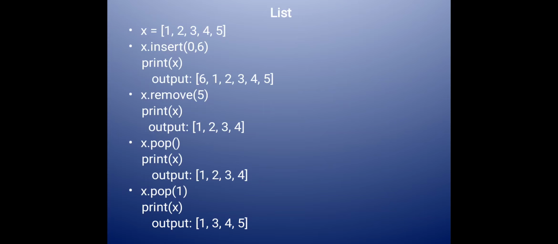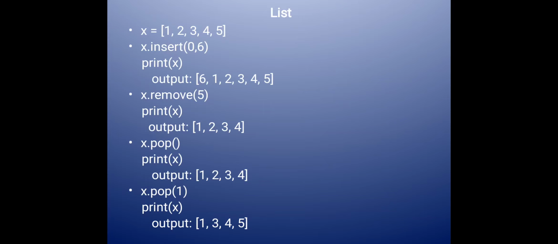Then x dot pop. The pop function is used to delete the last element from the list. If we have given any index value, then it will delete the value from that index. If we have not given the index value, it will delete the last element from the list. So here x dot pop, that means we have not given any index. Then while printing x, the output will be a list of elements 1, 2, 3, 4. That means the fifth one was the last element, so it deleted that value 5 from the list.